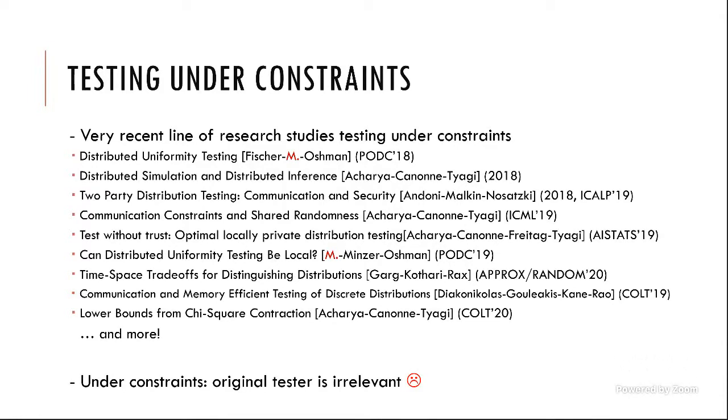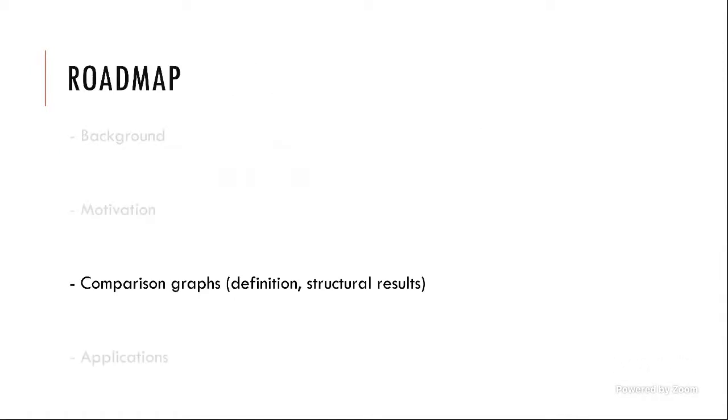And what motivates us is that under constraints, the original tester, counting all the collisions among a batch of samples, is irrelevant. This kind of makes us a bit sad. So our idea is to generalize this tester, the collision-based tester, and we do it as follows.